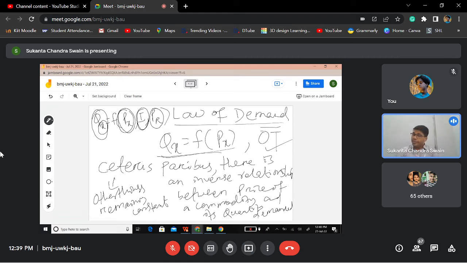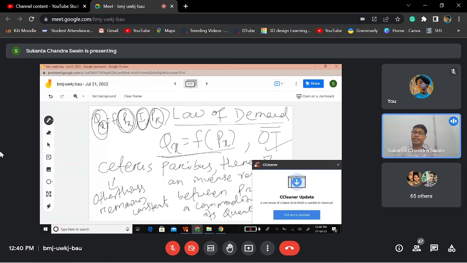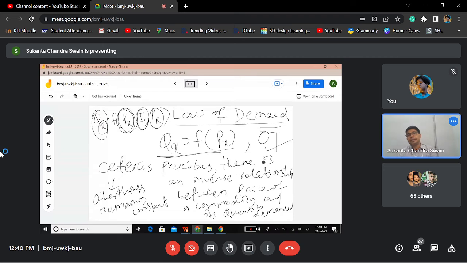Okay, so here we are making the price as independent, quantity demanded as dependent. If price changes, what happens to demand? But if you reverse the relationship, the cause and effect relationship, the law will not be operating. Let's say demand for any commodity increases. What will happen to price?